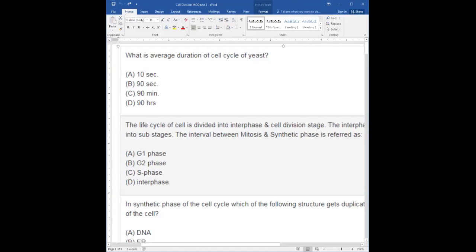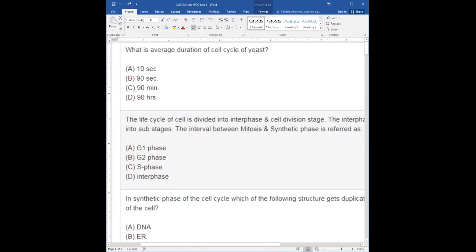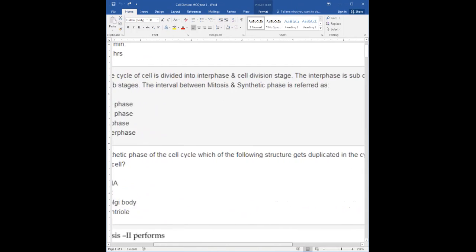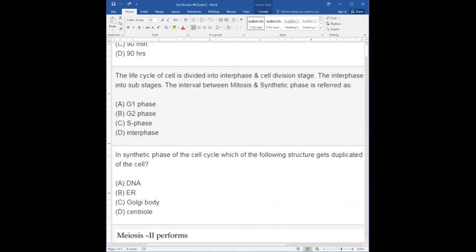Okay, the first answer is right, guys. The first answer is 90 minutes. Let's try to move ahead. The life cycle of a cell is divided into interphase and cell division stage. The interphase is subdivided into substages. The interval between mitosis and synthetic phase is referred to as.